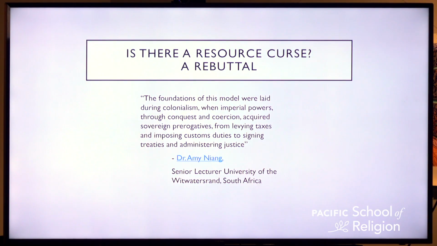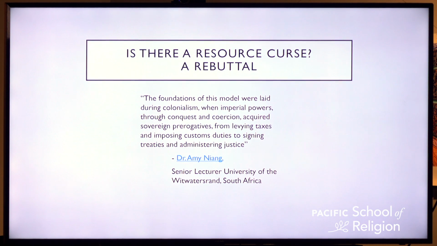But there is, however, a rebuttal to the resource curse. Dr. Amy Niang, who's a lecturer at a university in South Africa, argues that the foundations of this model were laid during colonialism, when imperial powers, through conquest and coercion, acquired sovereign prerogatives, from levying taxes and imposing customs duties to signing treaties and administering justice.